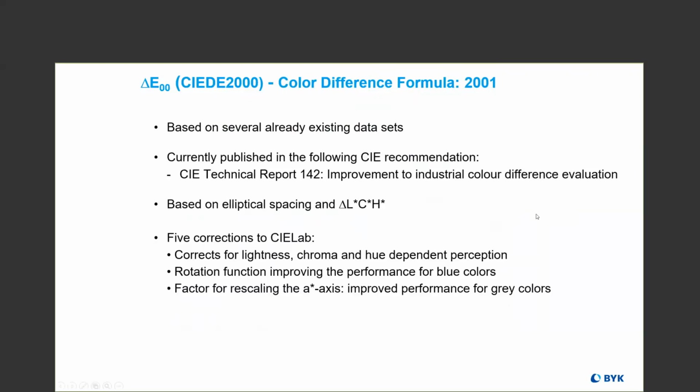But this one, unlike DeltaE 94, actually has 5 corrections to the DeltaE star equation. It corrects for lightness, chroma, and hue-dependent perception. It has a rotation function, improving the performance for blue colors, and it has a factor for rescaling the A-axis, improving performance for gray colors.